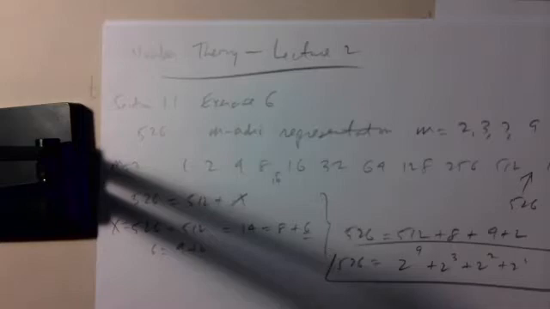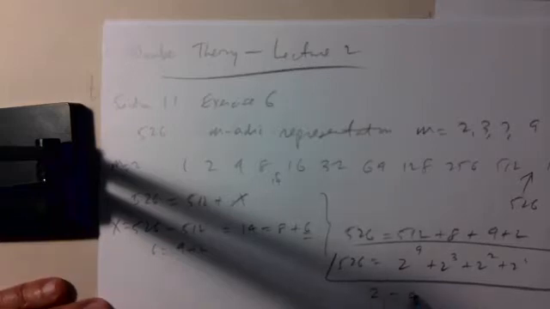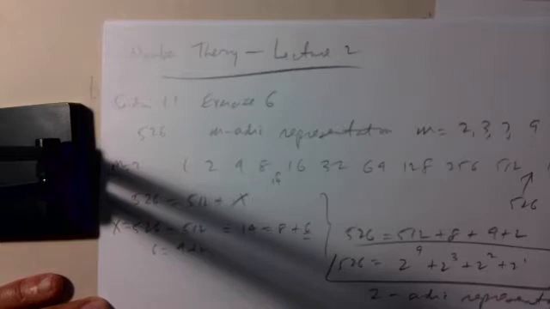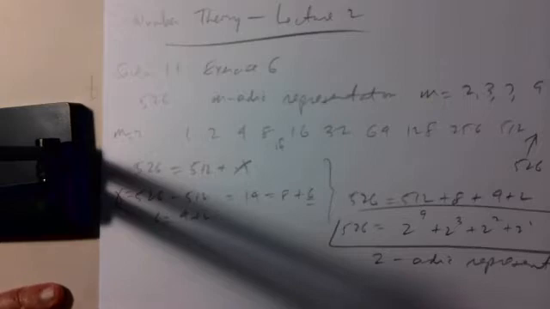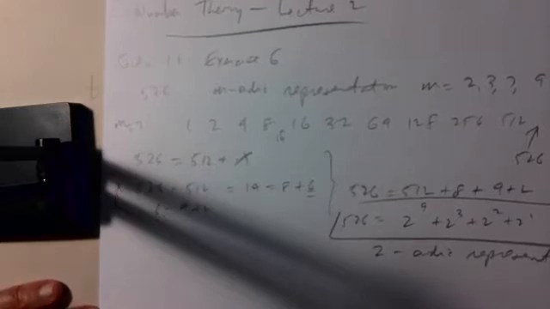Okay. Any questions about this? This is a basic exercise in elementary number theory. This is the two-adic representation. Okay, I just wanted to make sure that I didn't miss anything in the previous lecture. Well, let me do one more. Let me work that.